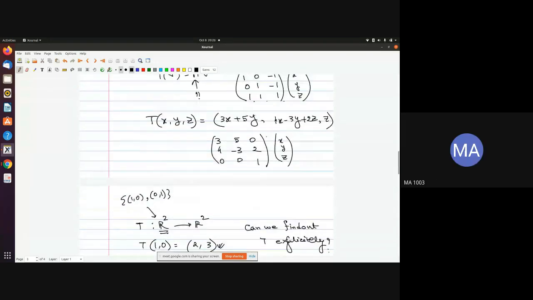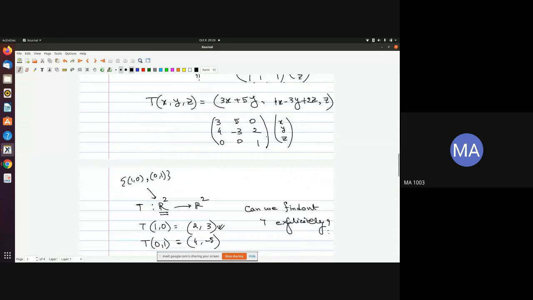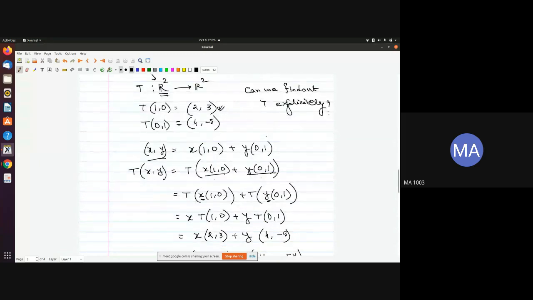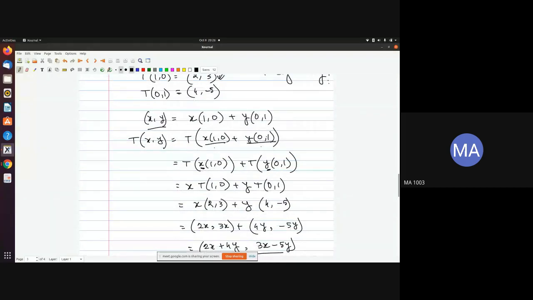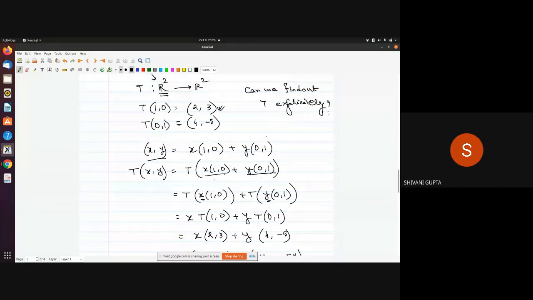Is this question clear? Anyone has any doubt at this point? Anyone has any doubt? I don't understand the last step. Which step? Transformation. Sorry, which step you don't understand? Transformation. The definition of transformation, is it? Yeah.